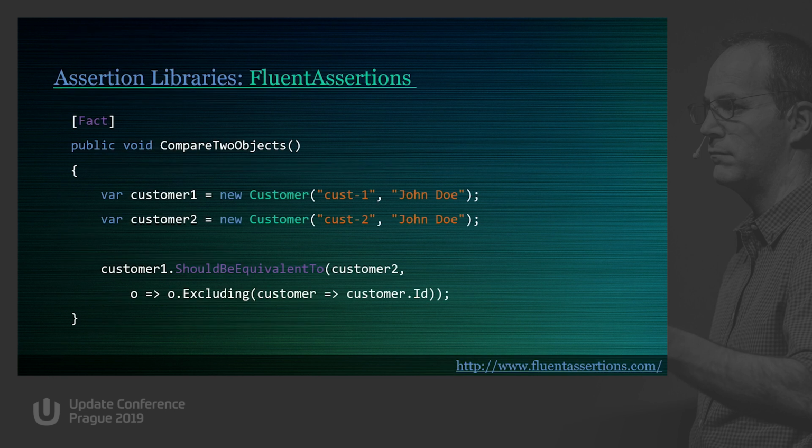And there's Fluent Assertions, which you might have heard about. Fluent Assertions is, yes, excellent. Or Shouldly. Both help you write good assertions. Here I have two objects. I want to compare them, but I don't want to compare the ID.